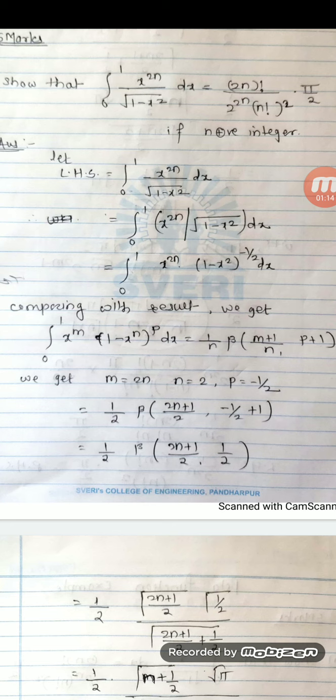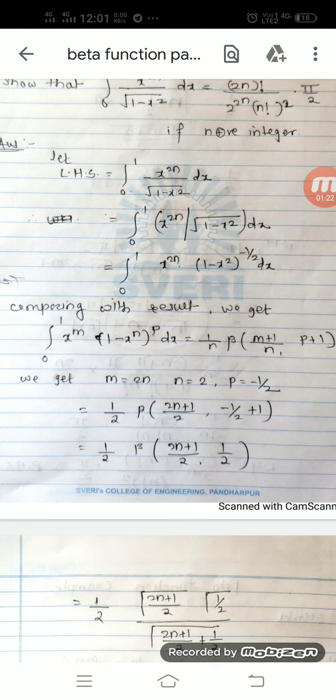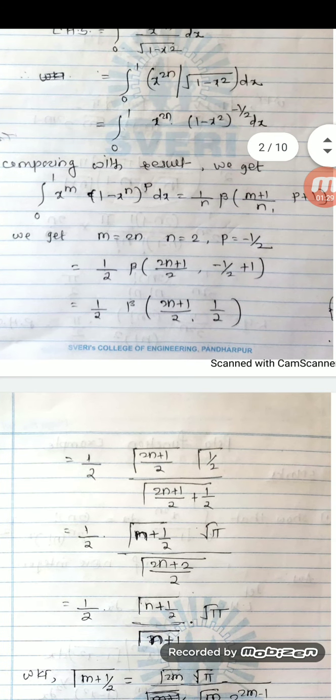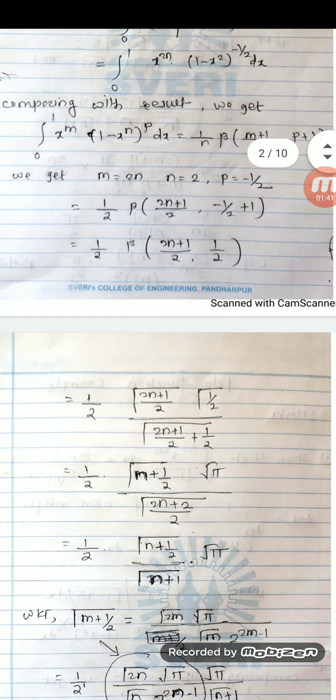We get m is equal to 2n, p is equal to minus half, the power of the bracket, and n is equal to 2, the power of x which is present in the bracket. Put all these values in the result. 1 by 2 beta of (2n plus 1) upon 2 comma minus half plus 1. By using the calculator we can get the value, that is half.